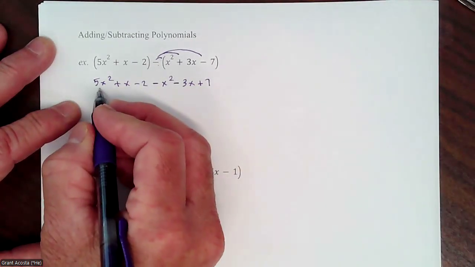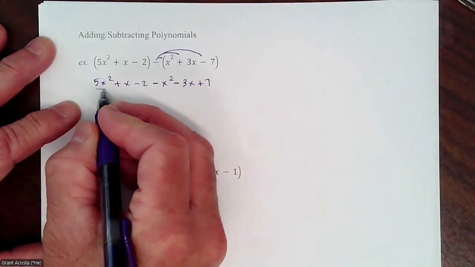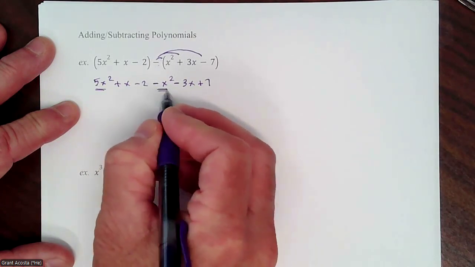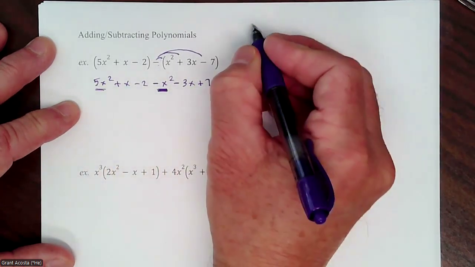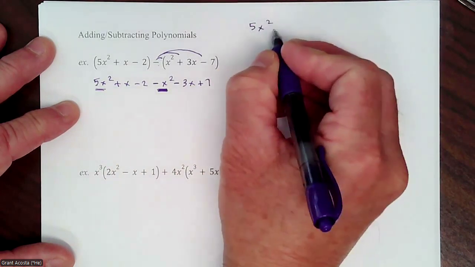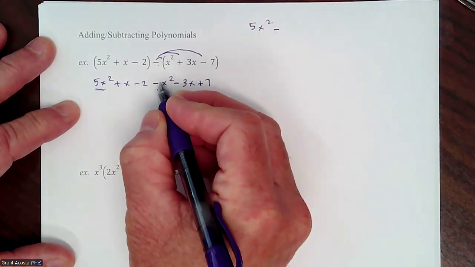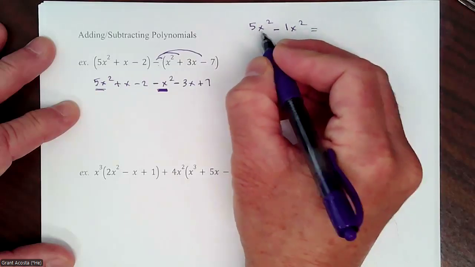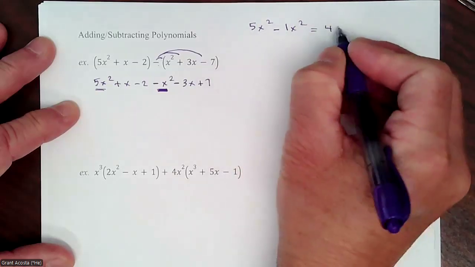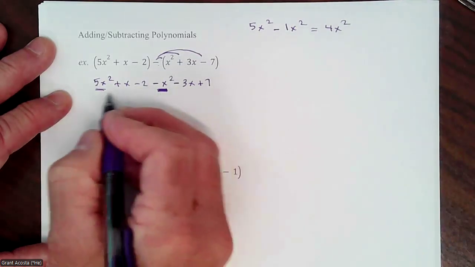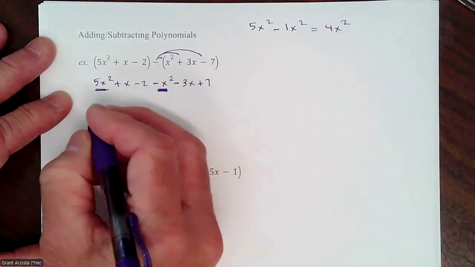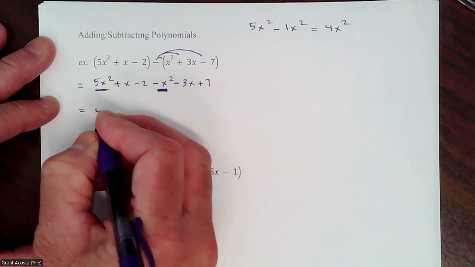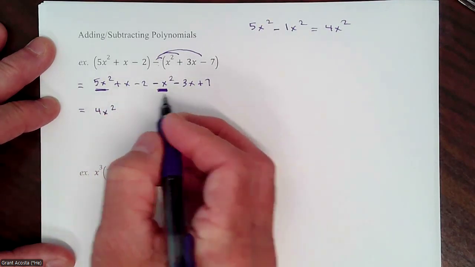Like terms are terms that have the same degree, exactly the same. So 5x squared minus x squared. Remember, if you don't see a number in front, you can think of that as 1x squared. If I have 5 of these minus one of those, then I have 4 of them. That's 4x squared. So these two are like terms, and they can be combined into 4x squared.